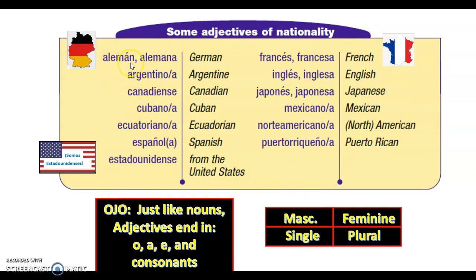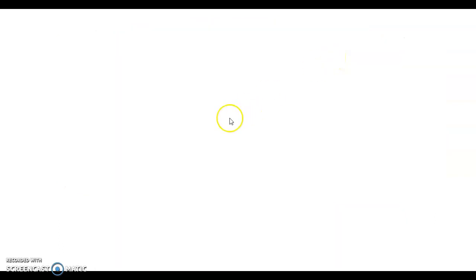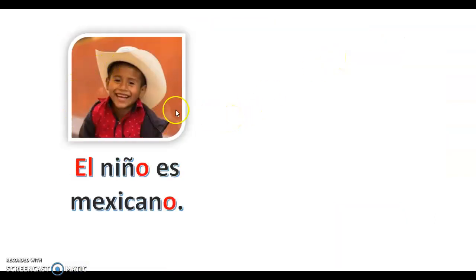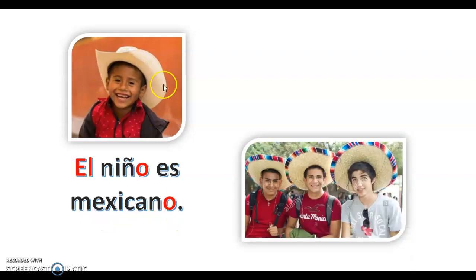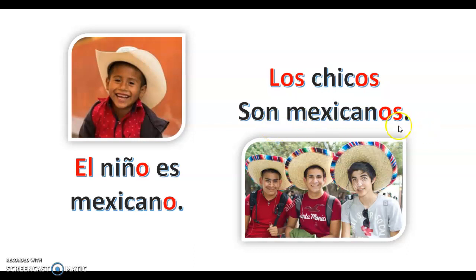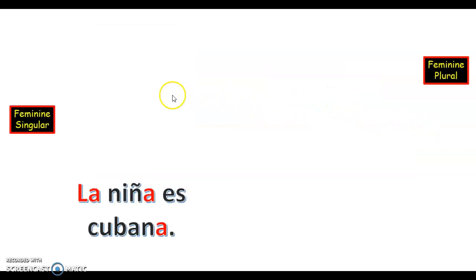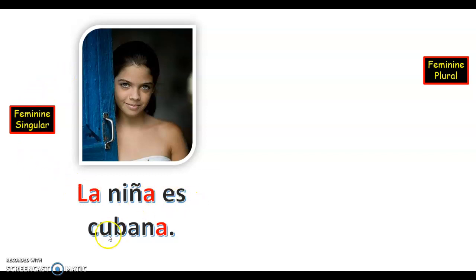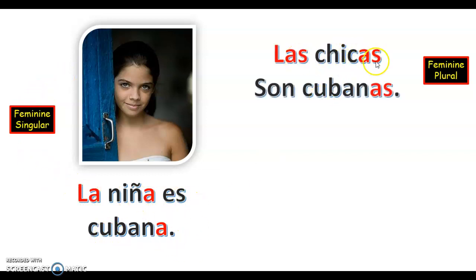For example, alemán is a German boy, alemana, a German girl. Estadounidense can be either a boy or a girl. And a francés is a boy and francesa is a girl. So you have to use the appropriate adjective with its appropriate ending. El niño es mexicano. It's masculine singular. Los chicos son mexicanos. Feminine examples. La niña es cubana. Feminine plural. Las chicas son cubanas.